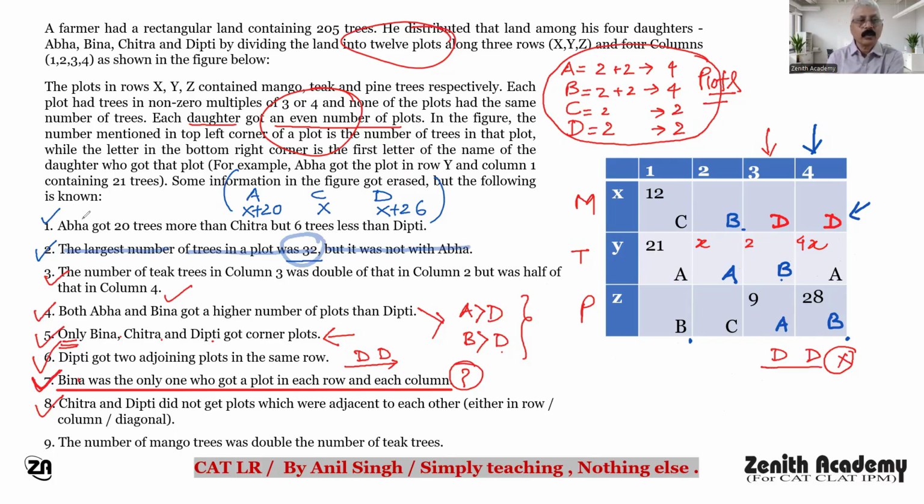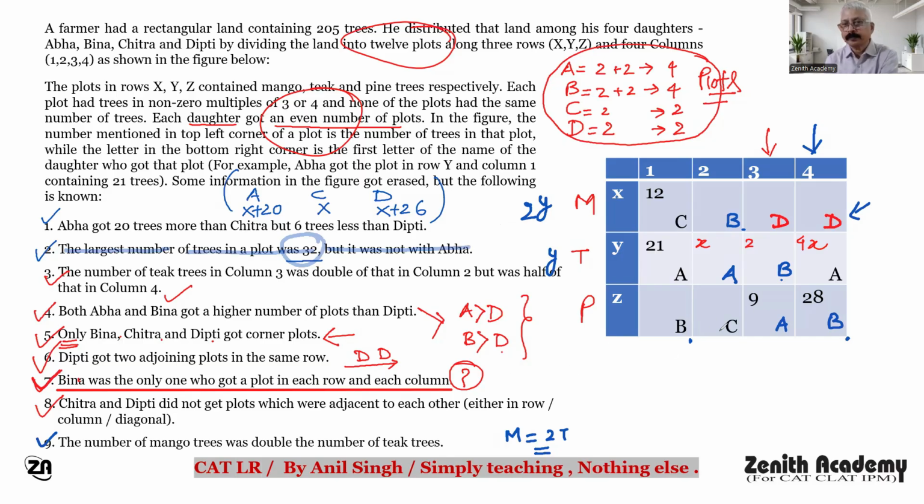Okay. So now see the other conditions. Condition number 9: the number of mango trees was double the number of teak trees. So if the number of teak trees is Y, then the number of mango trees must be 2Y. Correct? This is all about condition number 9.